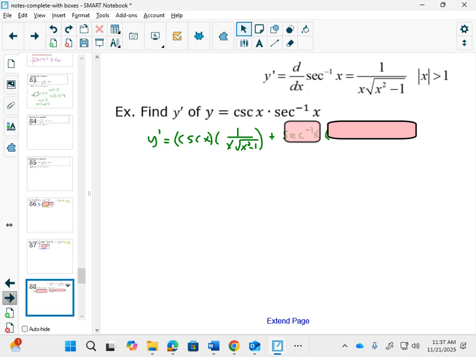Then I keep my secant inverse the same. And what's the derivative of cosecant? Negative cosecant cotangent. There we go.